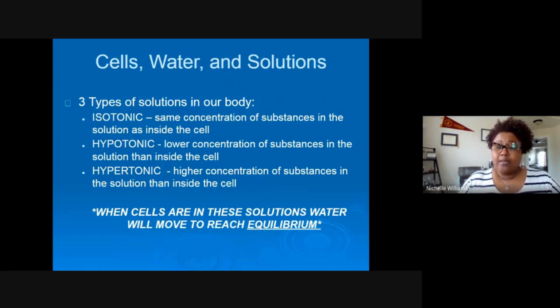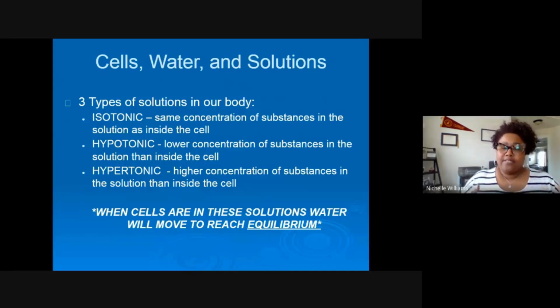So hypotonic, a lower concentration of substances in the solution than the concentration of the substances inside the cell. So hypo, lower. All right. And then hyper, well, you've heard of hyperactive and all that kind of stuff. So hyper means it's busy, it's going with a lot of energy. So higher, faster, higher. So we see higher as the key word here. It's a higher concentration of substances in the solution than the concentration of the substances inside the cell.